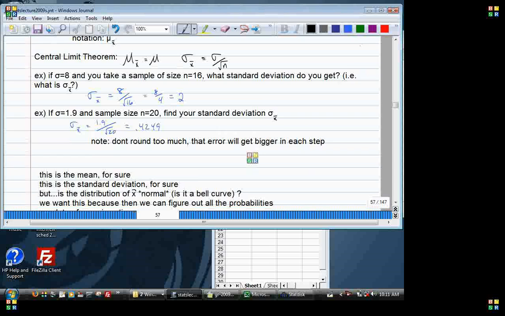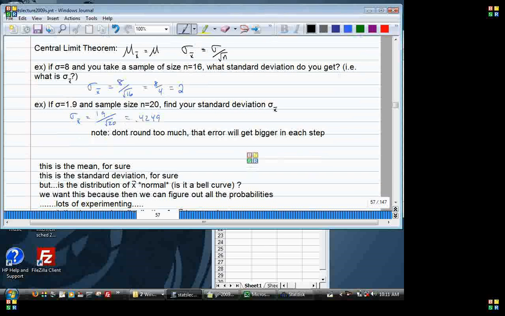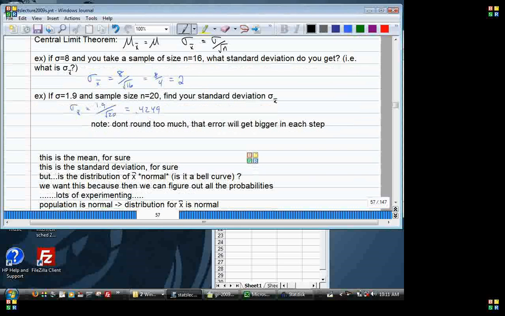Okay. So, lots of experimenting. There's theory and trial and error behind this. We're going to skip all that, and we're just going to say this. If we know that the population is normal, then we know that the distribution for x bar is normal. That's the first one. What if the population is not normal?